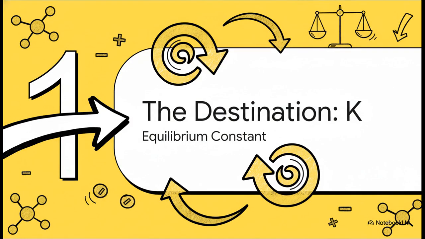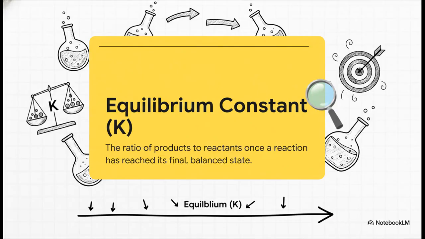Okay, so if equilibrium is the destination, how do we actually define it? Well, this brings us to our first huge idea, the equilibrium constant, which we call K. The equilibrium constant, or K, is the magic number here. It's a very specific ratio of products to reactants that a reaction is always aiming for once it has settled into its balanced state. You can think of it as the fixed, unchanging target for any given reaction, as long as the temperature stays the same.